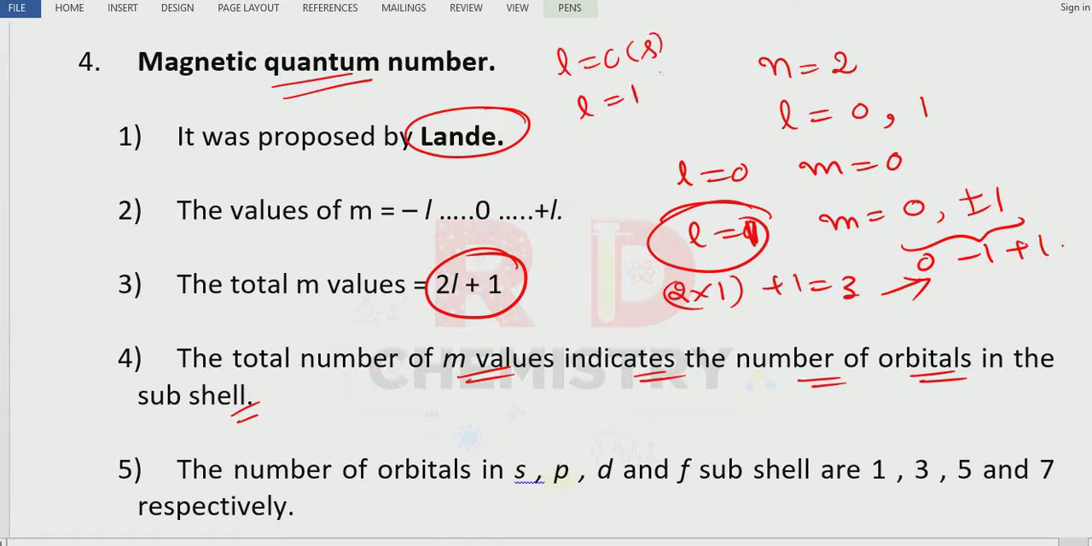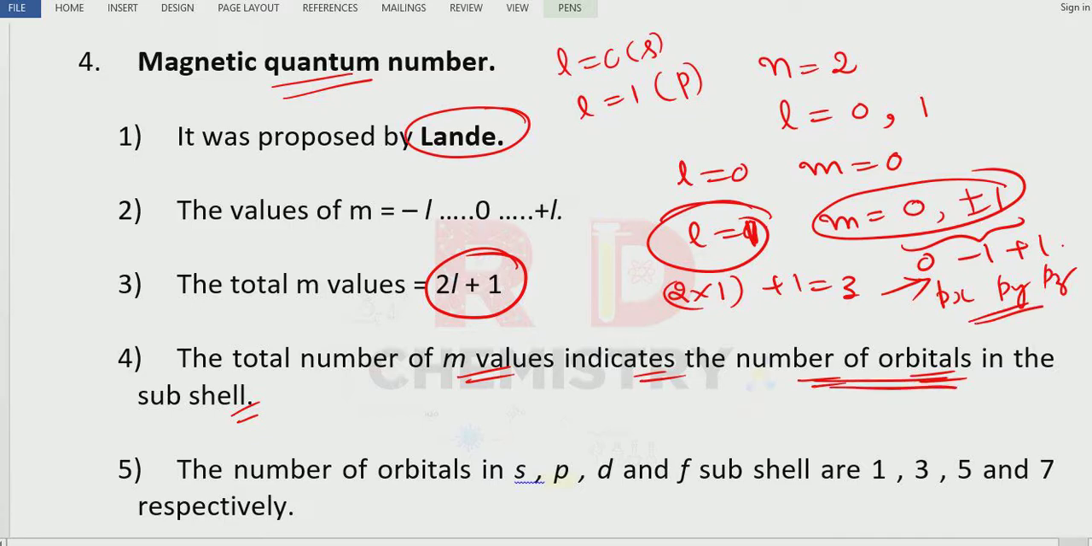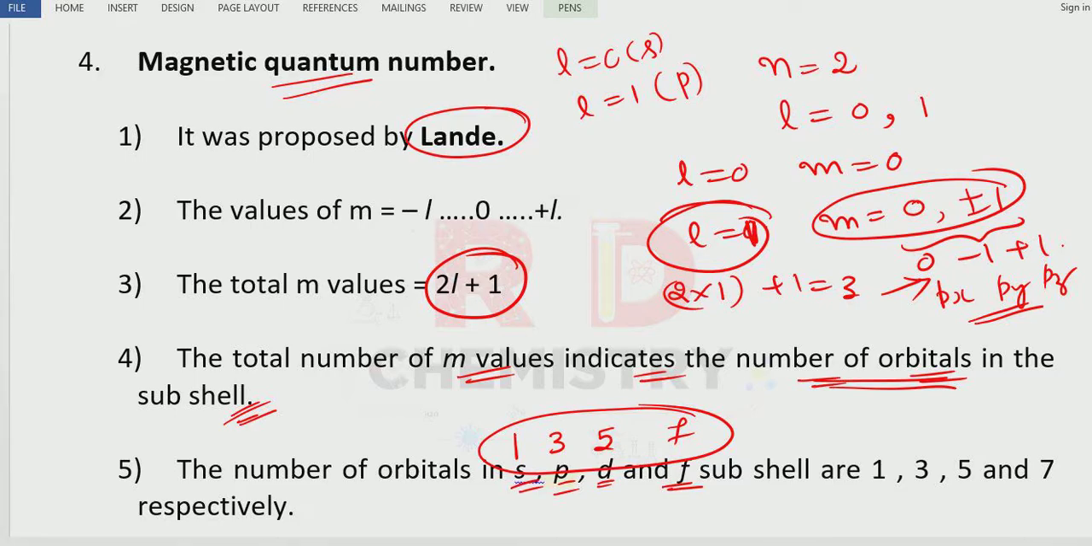L is equal to 1, which subshell? p subshell. How many values are there for L is equal to 1, p subshell? 3 values. So we have px, py and pz. That tells about the orientation actually. So, the number of orbitals in the subshell: the number of orbitals in the s, p, d, f subshells are 1, 3, 5, 7. Remember all these are odd numbers.